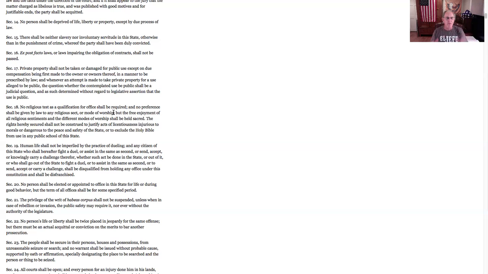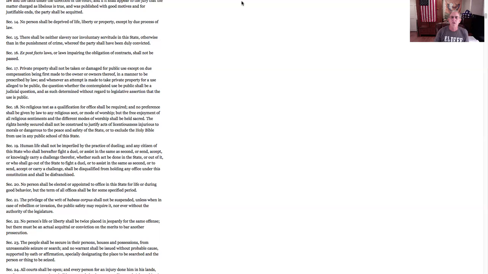So we don't have any of those qualifications in the state of Mississippi. Now, a lot of the states had those in 1776. And so this was a new thing that came in because of the First Amendment. So, no preference shall be given by law to any religious sect.